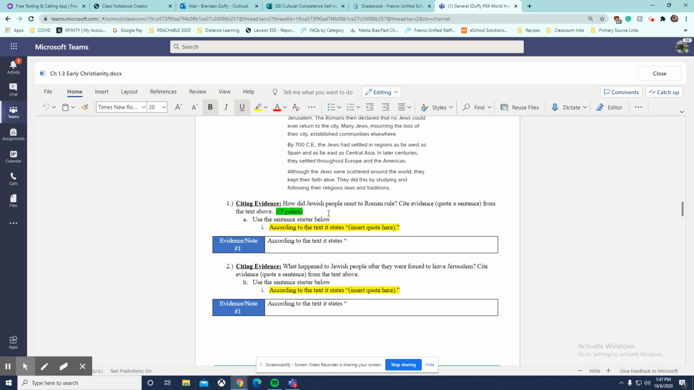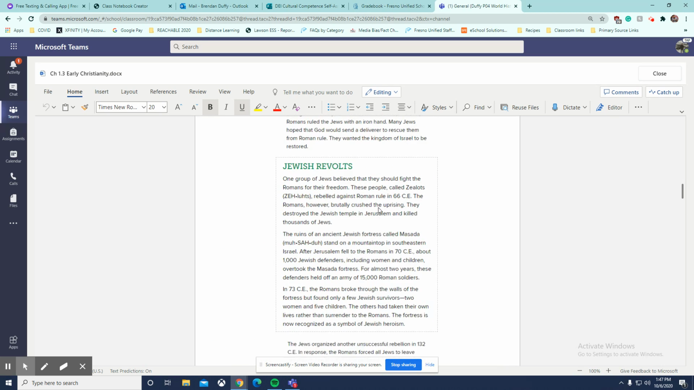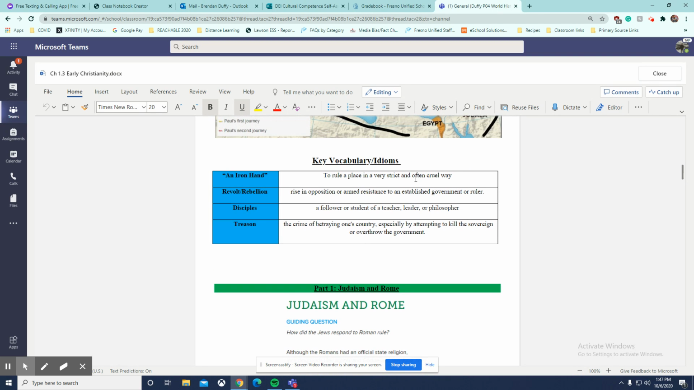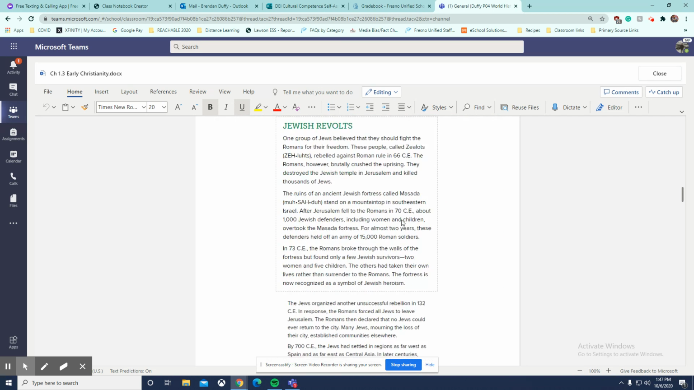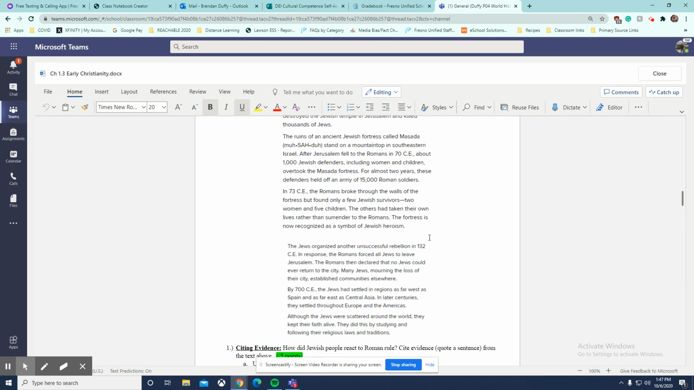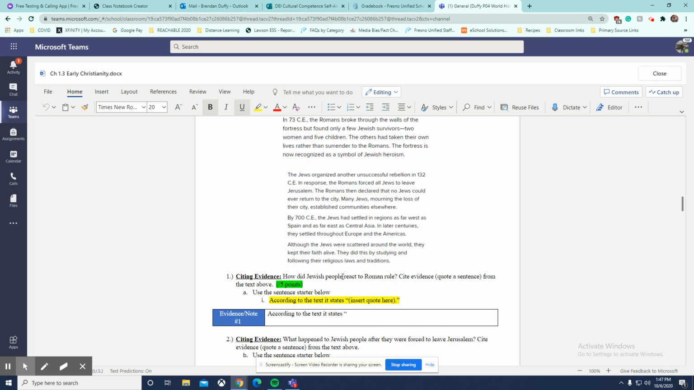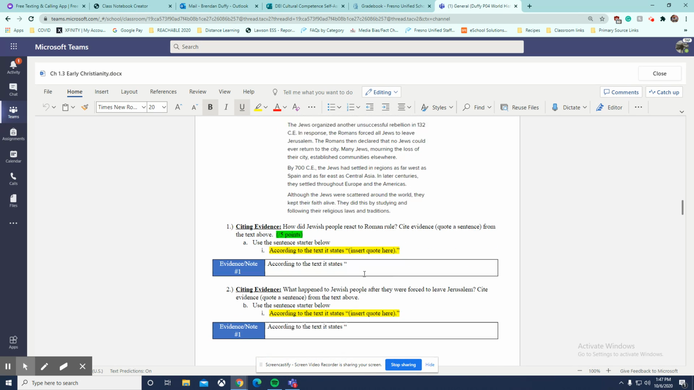So the first thing you would want to know is how the Romans ruled them. And in the very first paragraph, you'll eventually get to a part where it says Romans ruled the Jews with an iron hand. Now, if you look back up in our key vocabulary, this idiom we have here means to rule in a very strict and often cruel way. So we know that they ruled them cruelly. How do the Jews respond to that? You guys will read about it in these few paragraphs. Remember, you're looking for the response, the reaction.